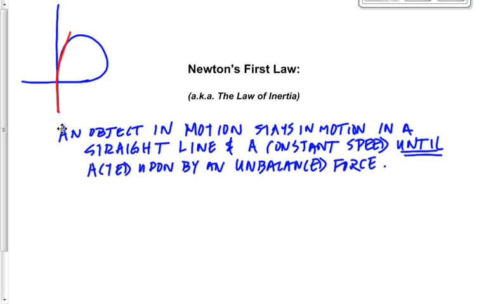an unbalanced force acted on me. What was the unbalanced force? The guardrail over here. So I went in a straight line, a perfect straight line, until the guardrail stopped me. Okay? An object in motion stays in motion, not only at the same speed, but also in a straight line until acted upon by an unbalanced force.